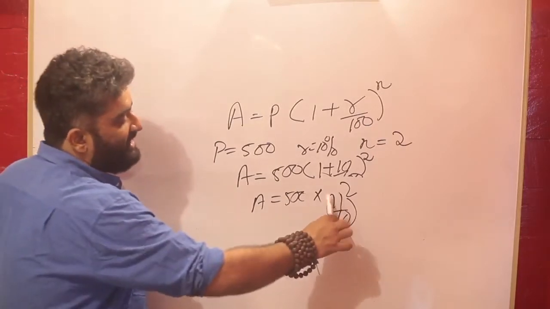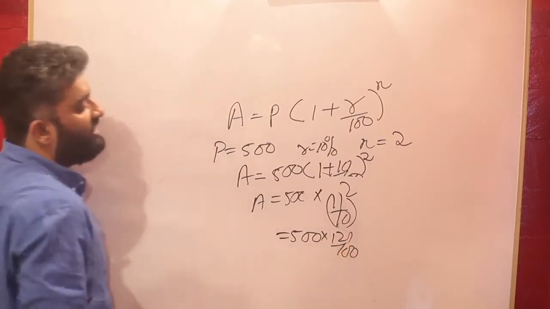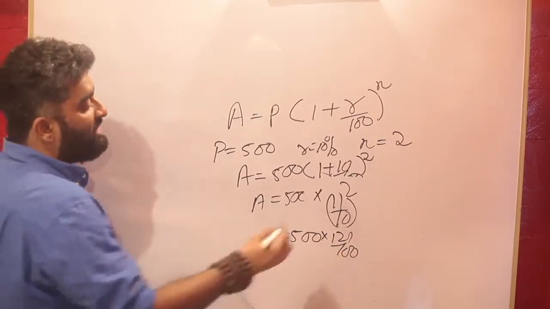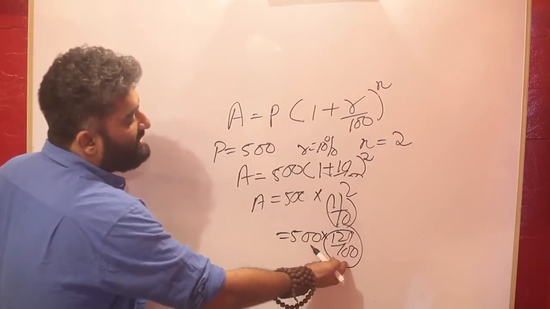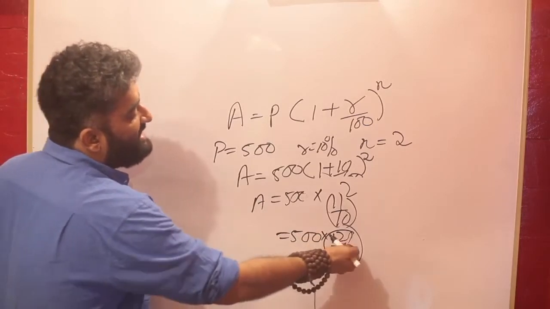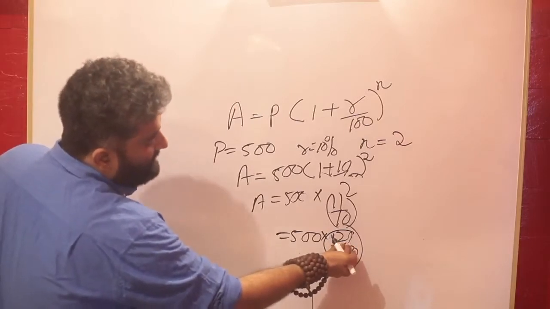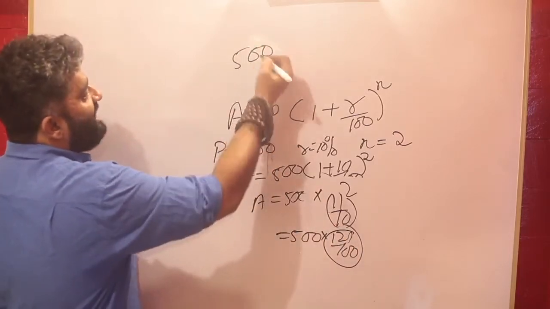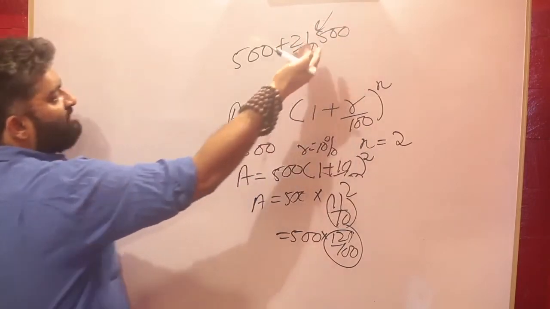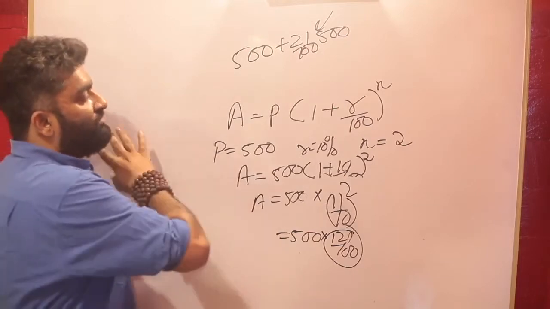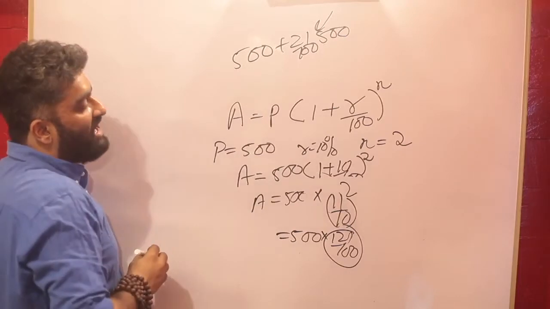11 square should be fairly easy, so this becomes 500 into 121 by 100, and you can work out this value. But if you are familiar with the meaning of multiplying factors and what this 121 by 100 means, that means 500 has been increased by 21%. So what I could have also done is 500 plus 21% of 500, because maybe this calculation would be easier for you. This is the most basic example, we're just plugging in the values and getting to the answer.